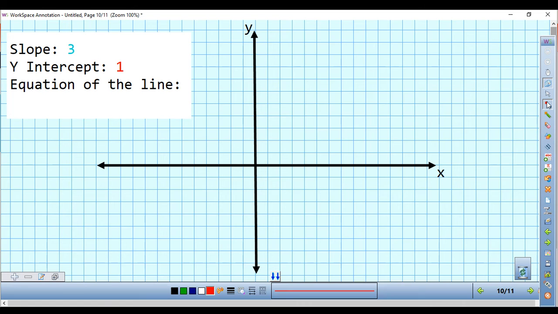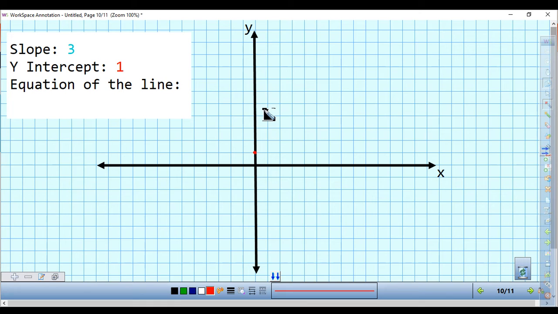So in this example, I'm given the information, and now I need to graph it. Okay, so I have a slope of 3 and a y-intercept of 1. When you're given the y-intercept, I think it's always easier to start with that point. So I'm marking that. And from there, I want a slope of 3. That means I'm going to start vertical, right? So because it's positive, I'm going to go up 3 over 1.